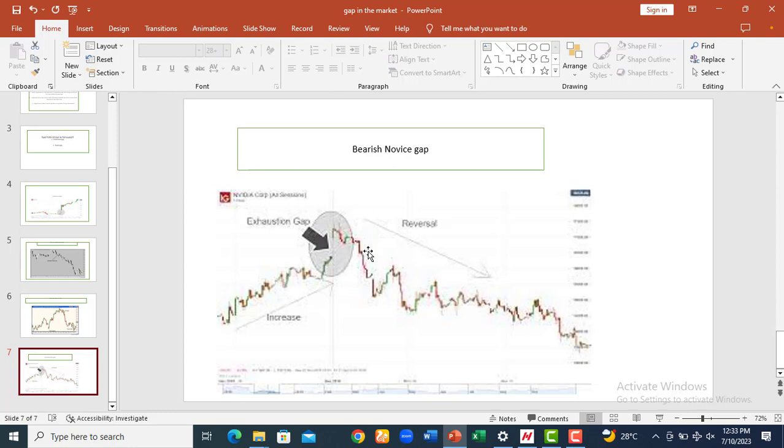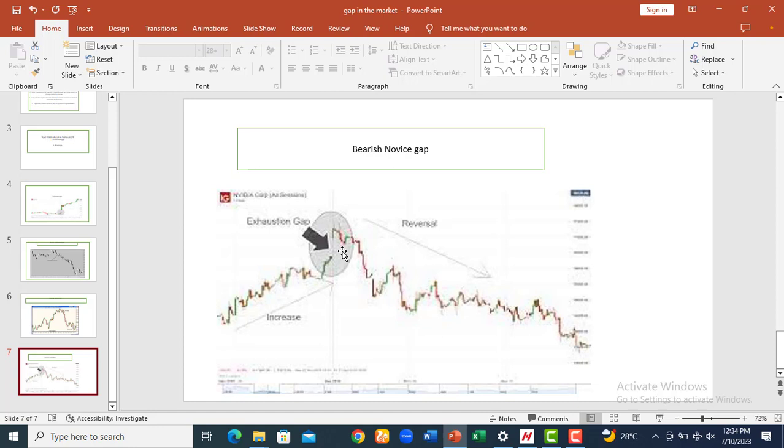Don't start selling if you see the bearish novice gap. Don't start selling immediately. Wait for confirmation before you enter the market for a sell. You can see this is a leading indicator in the market. Personally, I use it. Most traders use it. Understanding gap alone will give you a lot of money in the forex market.